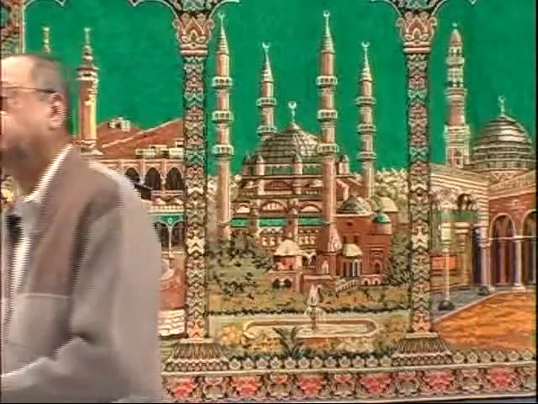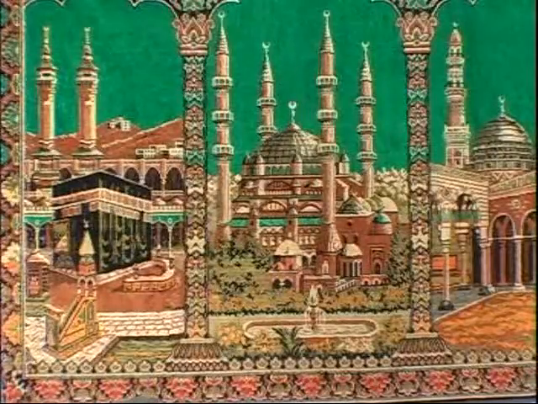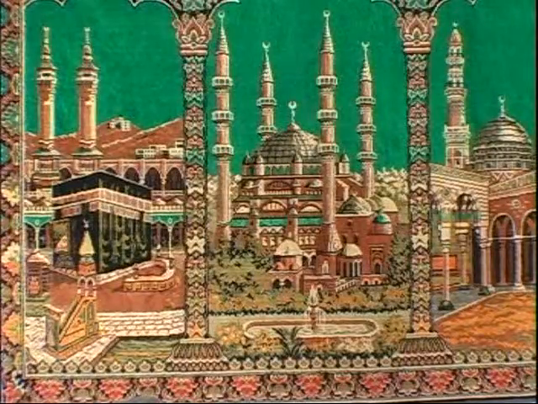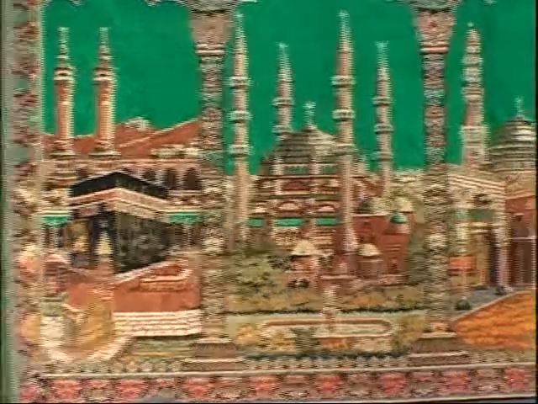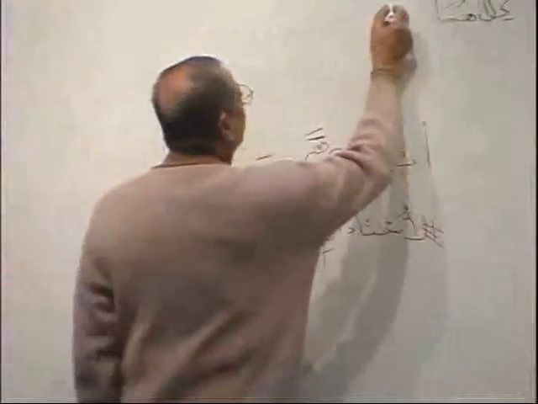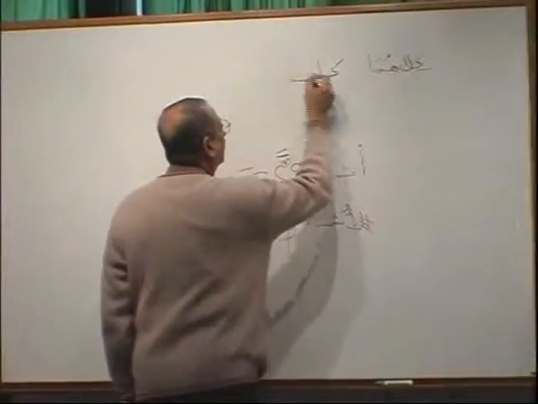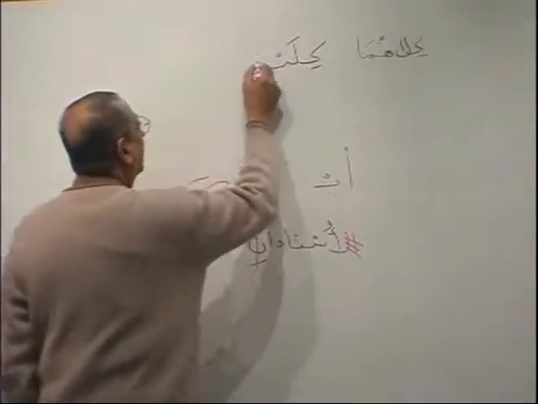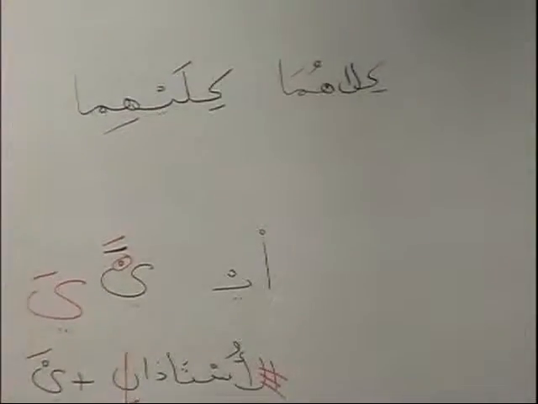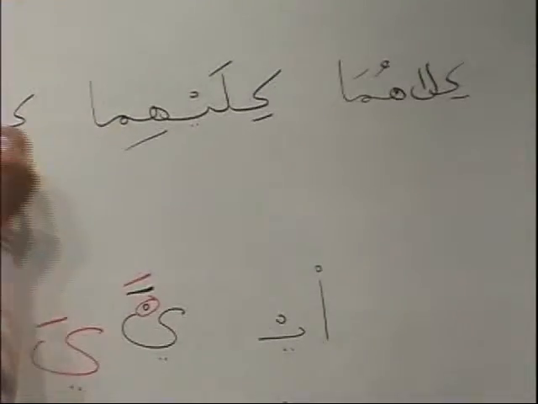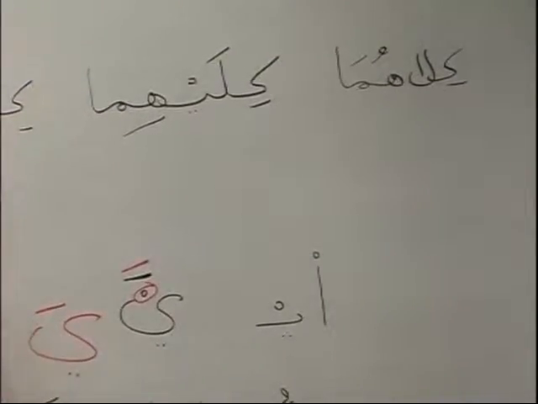Now we come to the other thing, which is kilahuma and kiltahuma. You got to understand, brothers and sisters, kilahuma will change into kilayhima. See, huma changes into hima because ya mutakallim came in front. And the next again will be kilayhima. Got the idea, brothers and sisters?